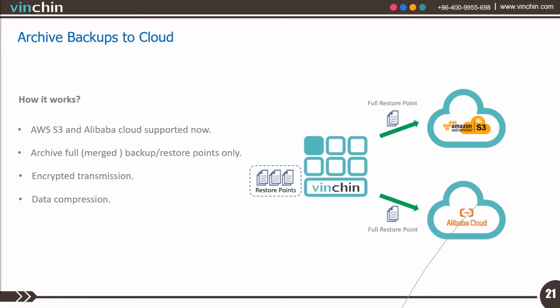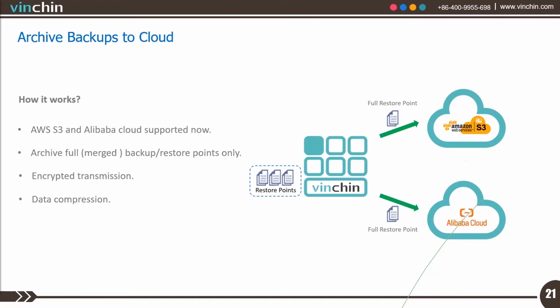Vinchin backup and recovery server will archive full restore points to the cloud storages. Even if you select to archive a differential or incremental backup point, it will merge with the last full restore point to form a new full restore point, and then be archived to the cloud storage.